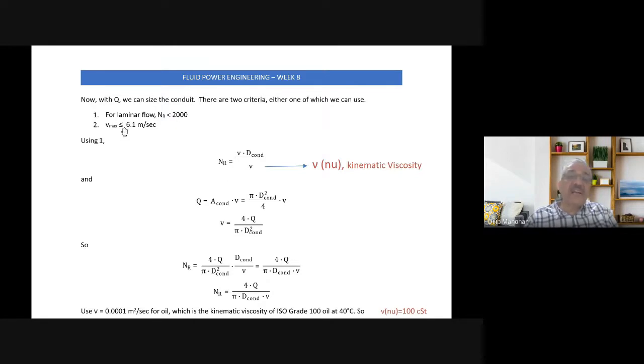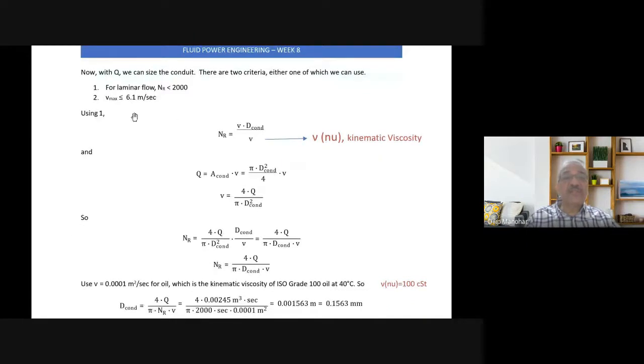And the second criteria is for the velocity, Vmax. The conduit velocity is supposed to be less than 6.1 meters per second. This is also from some design data. So from both we can calculate the conduit diameter.